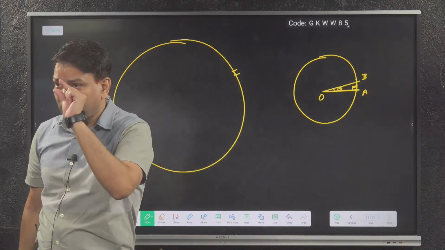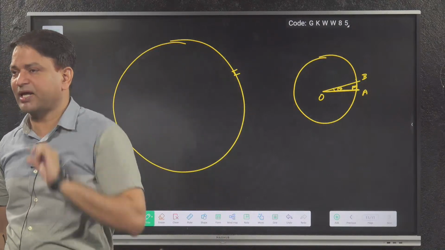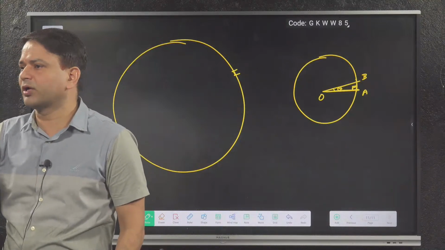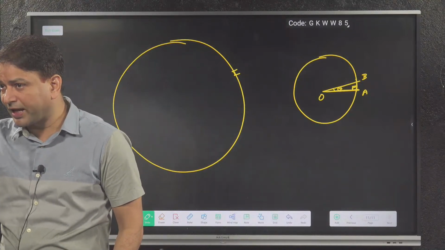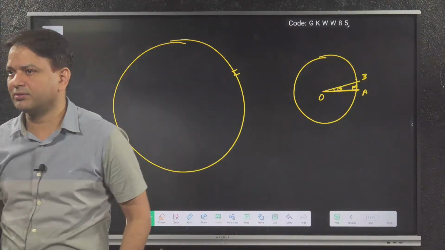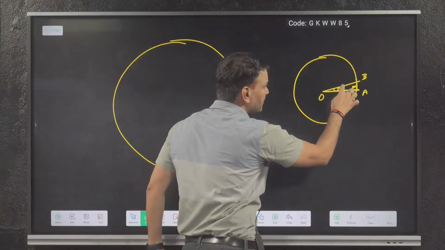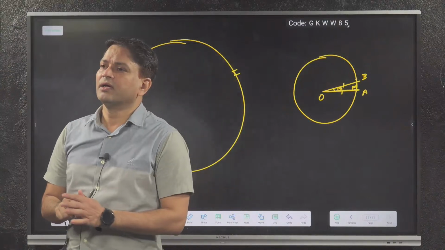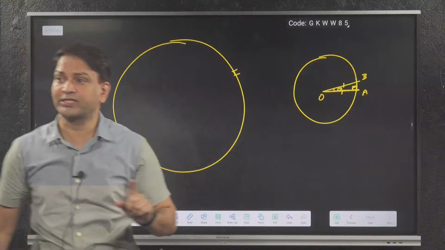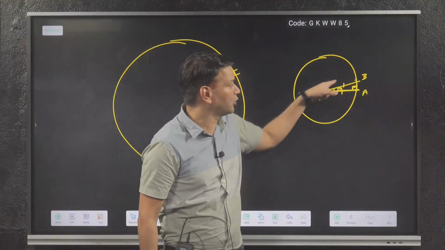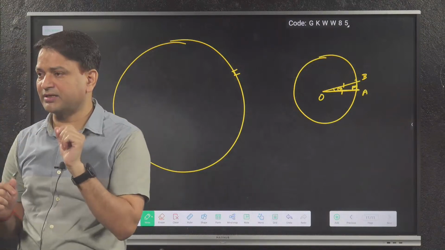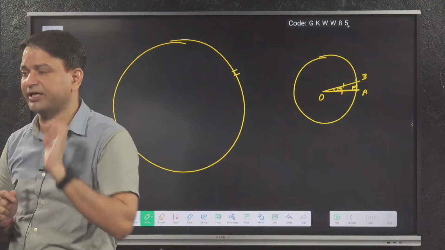Now this arc appears as a straight line, so I can write sine theta is the perpendicular upon hypotenuse. When AB is very small, the hypotenuse and the base we can take as equal, like here this side and this side are equal. Everybody getting or not? So perpendicular upon hypotenuse is arc AB upon the radius. So sine theta is AB upon radius.